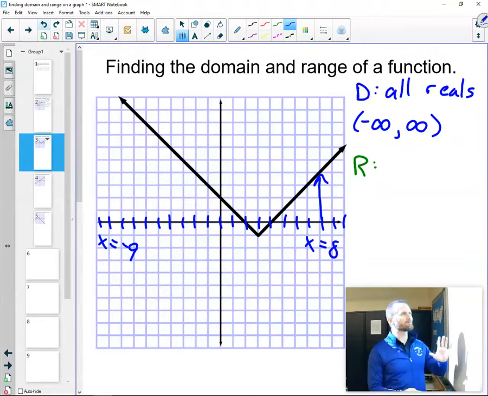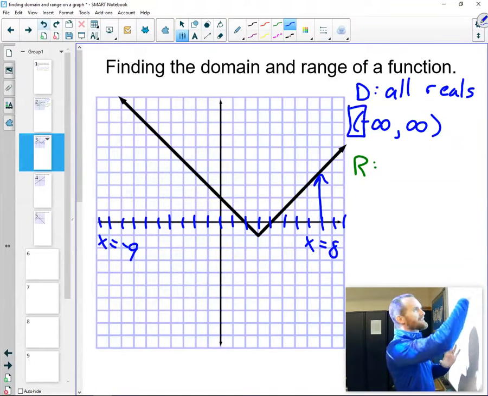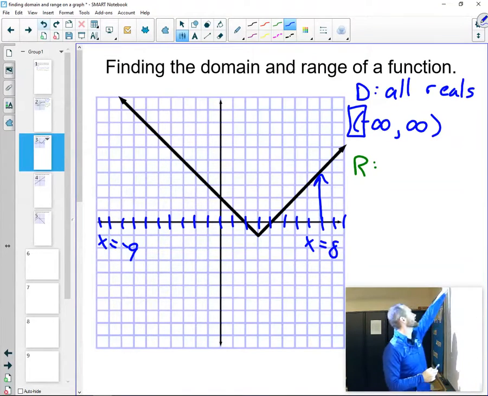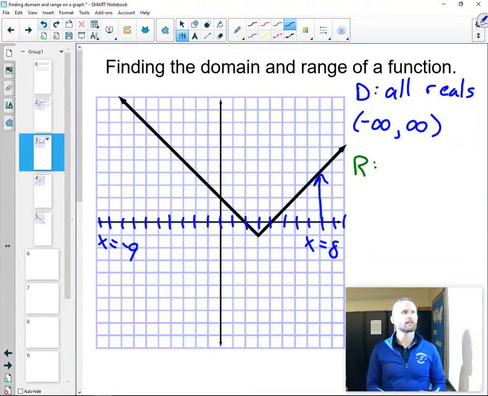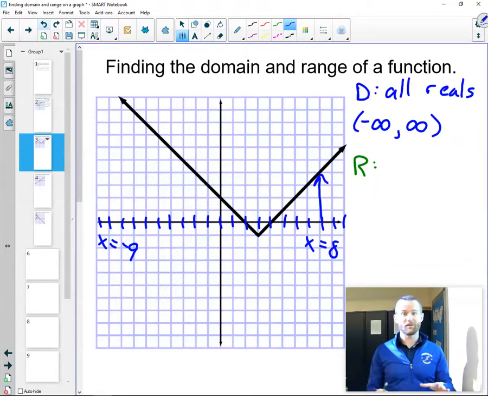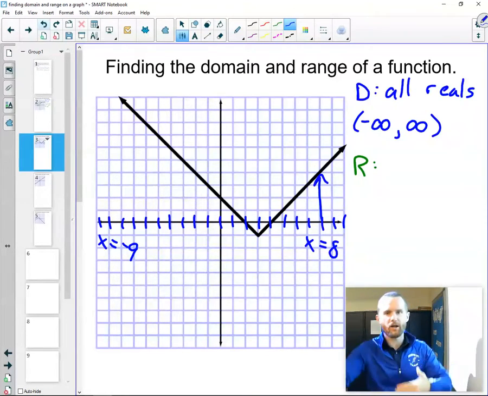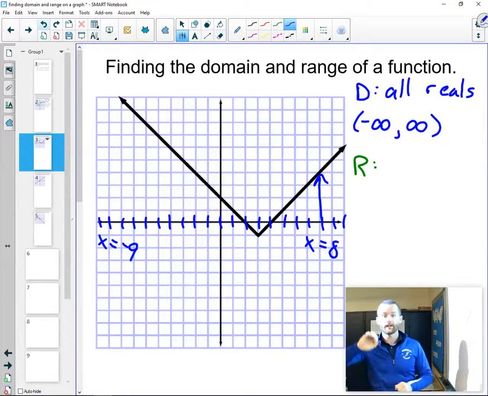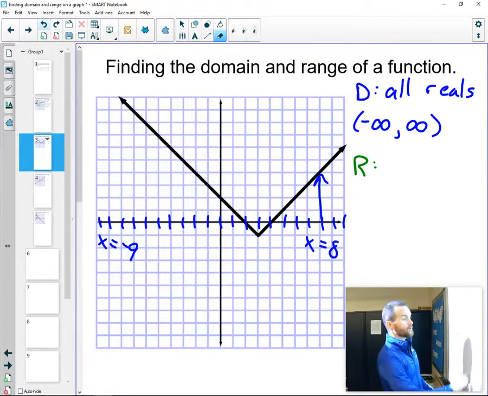Now remember, we never use any brackets with infinity or negative infinity. We only use open parentheses because the brackets mean we actually hit the number. And negative infinity and positive infinity, they're not actually numbers. They just mean we keep on going either in the positive direction or in the negative direction. Okay, now let's take a look at the range. So we switch gears.